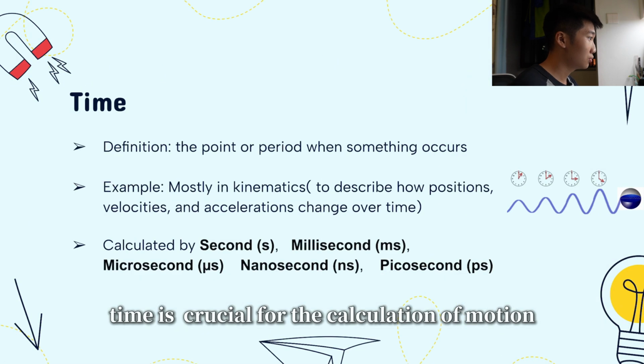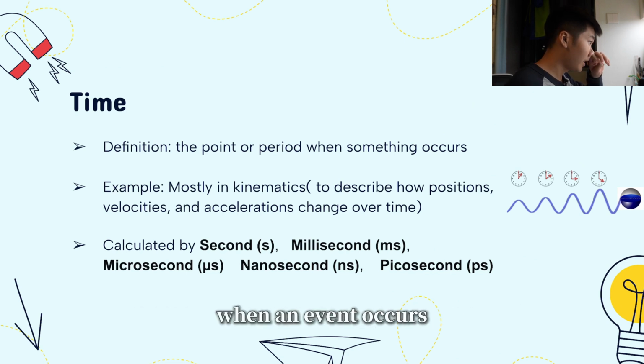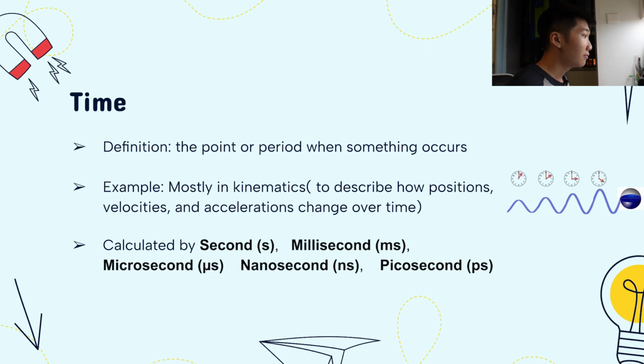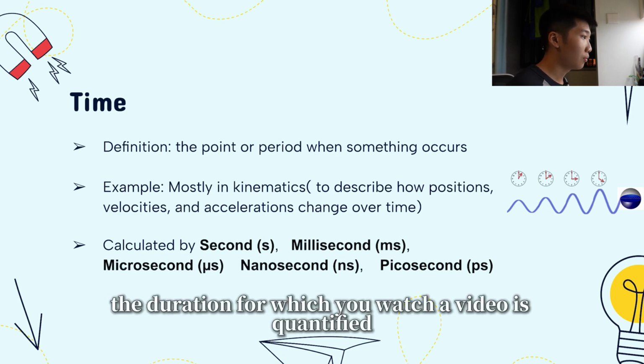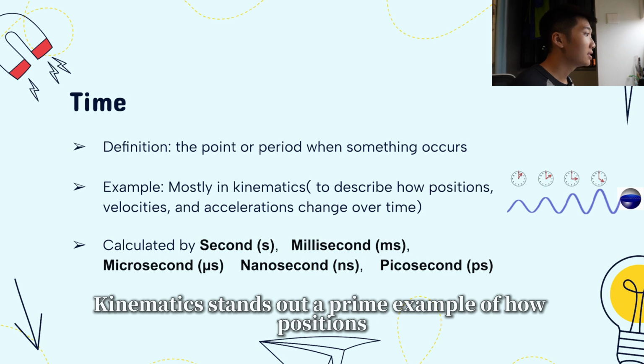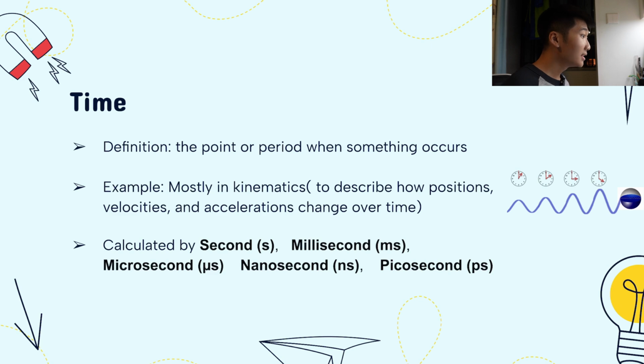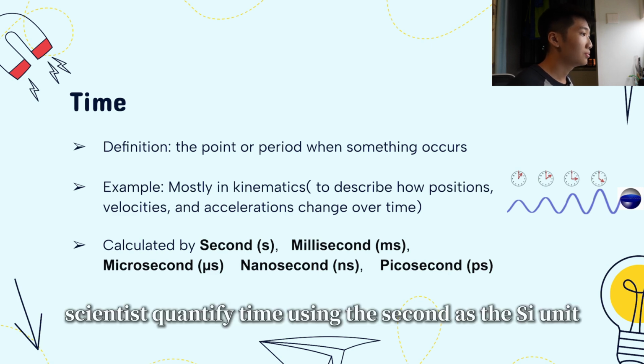Time is crucial for the calculation of motion, representing the specific point or period when an event occurs. For instance, the duration for which you watch a video is quantified as time. Calorimeter stands out as a prime example of how positions, velocities, and accelerations evolve over time. Scientists quantify time using the second as the SI unit.